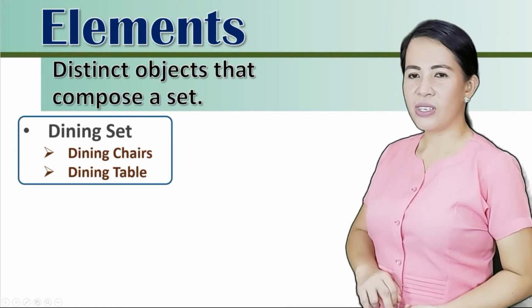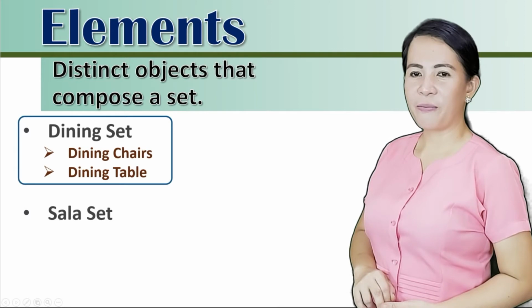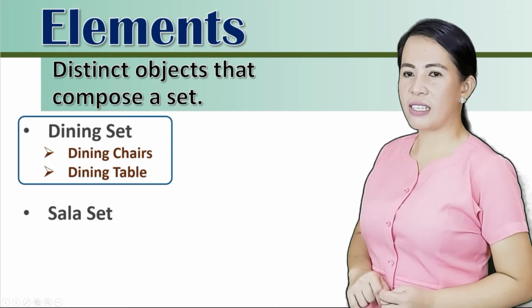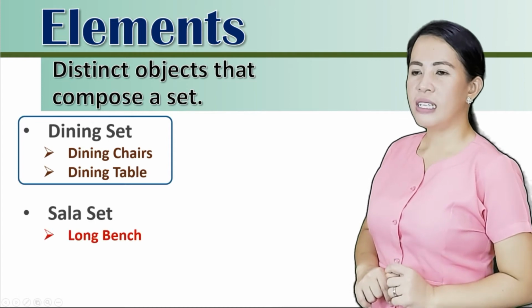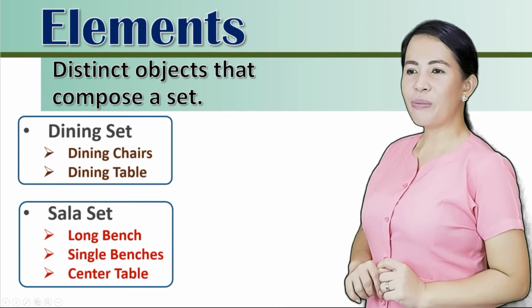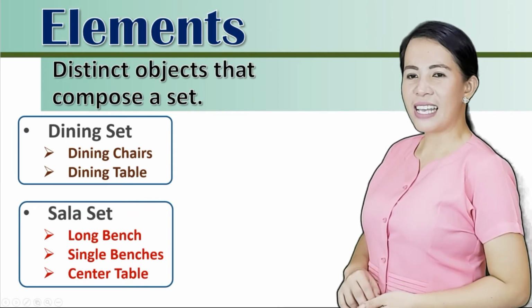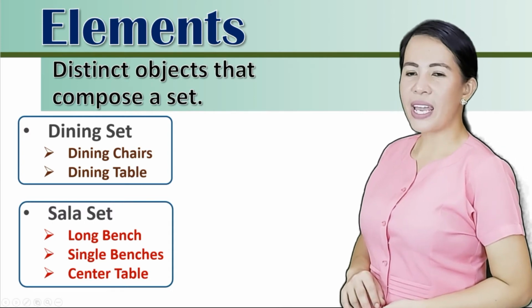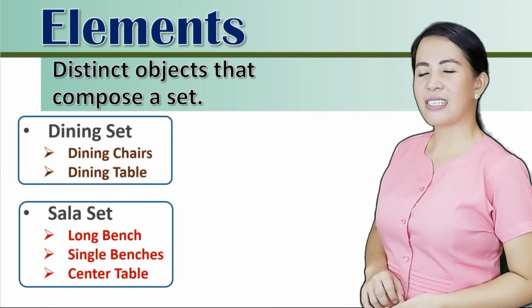What about our sala set? Our sala set has three distinct objects: the long bench, the single benches, and the center table. So how many elements does a sala set have? Yes, very good. There are three elements in a sala set.